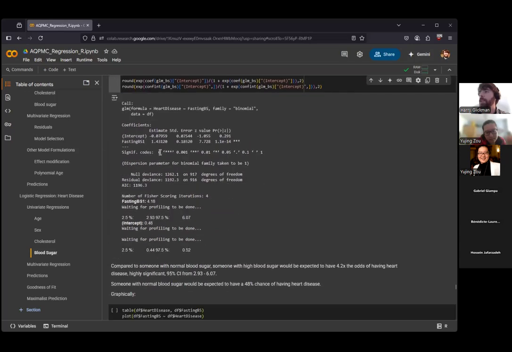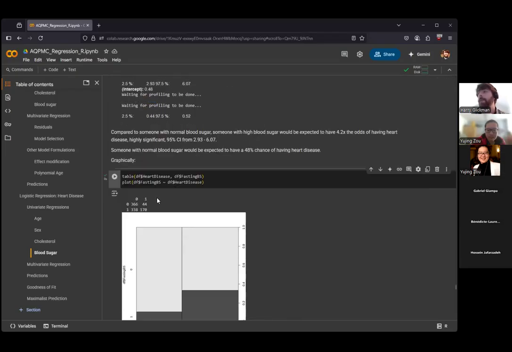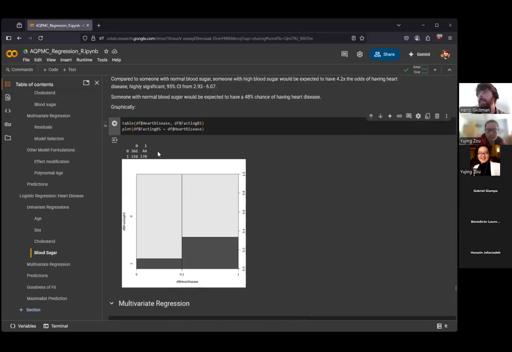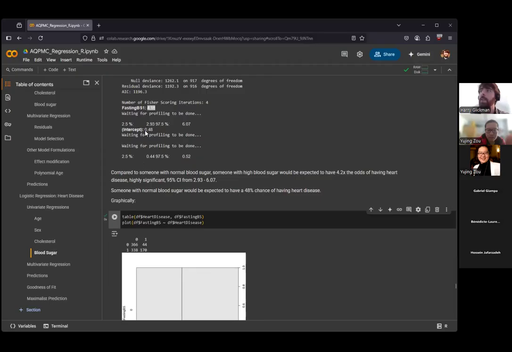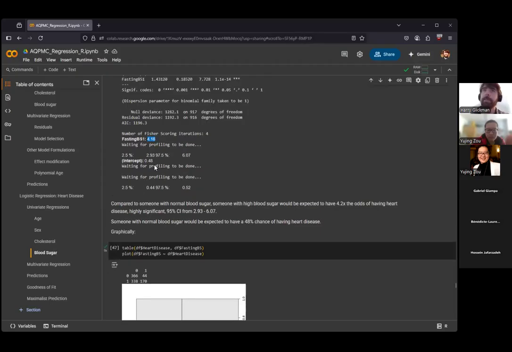For blood sugar, this is categorical again, but we're saying that people with unhealthy blood sugar have 4 times the odds of having heart disease. So this is another big effect. And we can look at this graphically, where it's another big effect in a tabular format. And again, we could do this manual calculation of the odds in people with unhealthy blood sugar versus not, and you would get 4.18 if you did this manually.